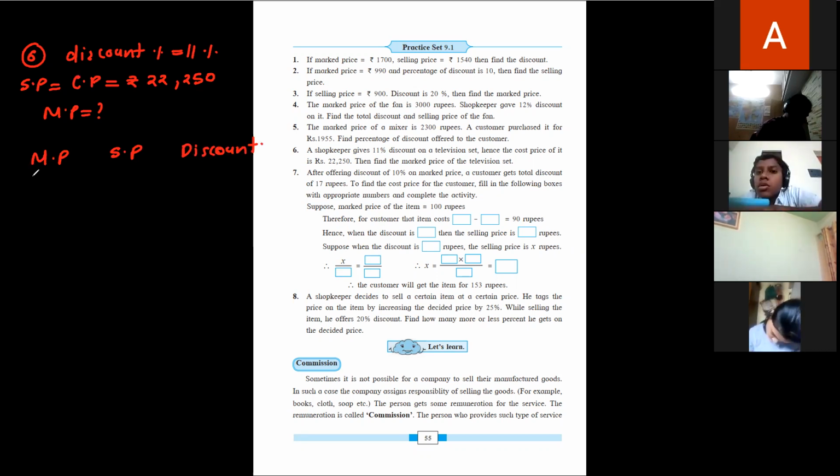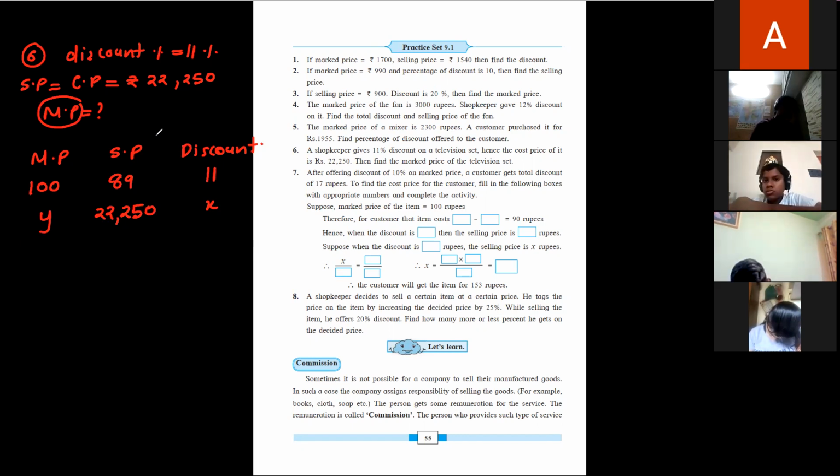Okay, now how will you solve a question like this? We are given discount percent. That means we will get 11 rupees discount when the mark price is rupees 100. That means the television will be sold at what? The television will be sold at 89 rupees if we are getting 11 rupees discount. Now next we are given the selling price. It is how much? It is 22250. Okay, we don't know what is the discount and we don't know what is the mark price. In the question we are asked to find out the mark price.